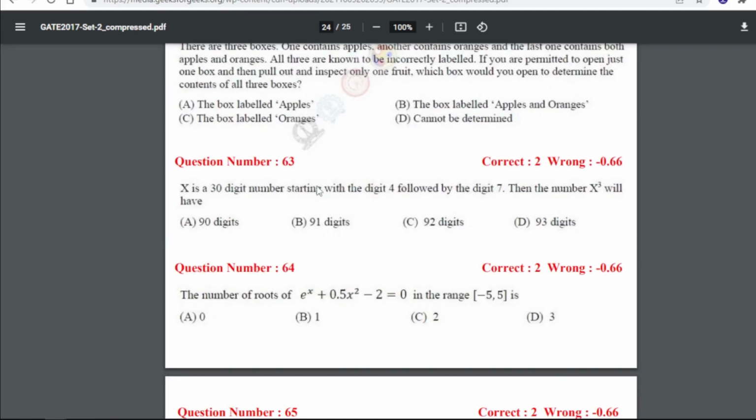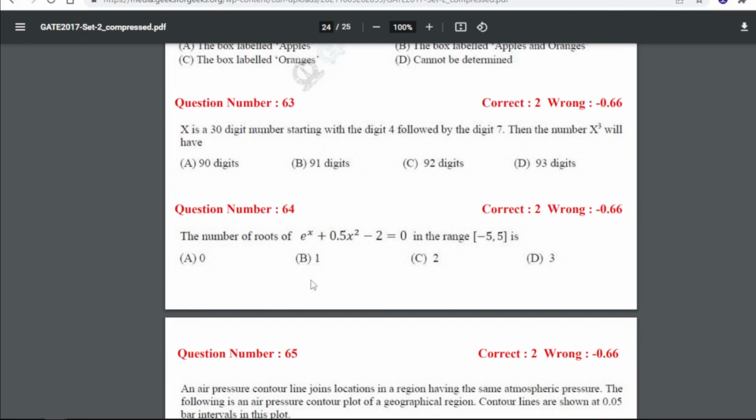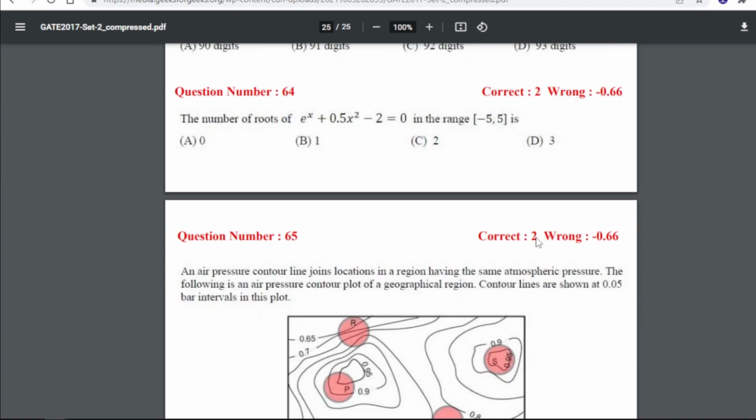X is a 30-digit number starting with the digit 4 followed by the digit 7. Then the number X cubed will have what? So for 63 our answer will be 90-digit. Now question number 64 is, the number of roots of e to the power x plus 0.5 x squared minus 2 equals 0 in the range minus 5 to 5 is. So for 64 our answer will be C, that is 2.